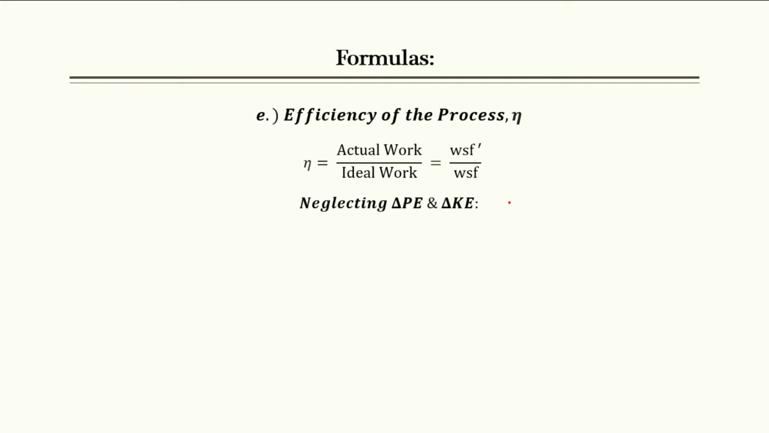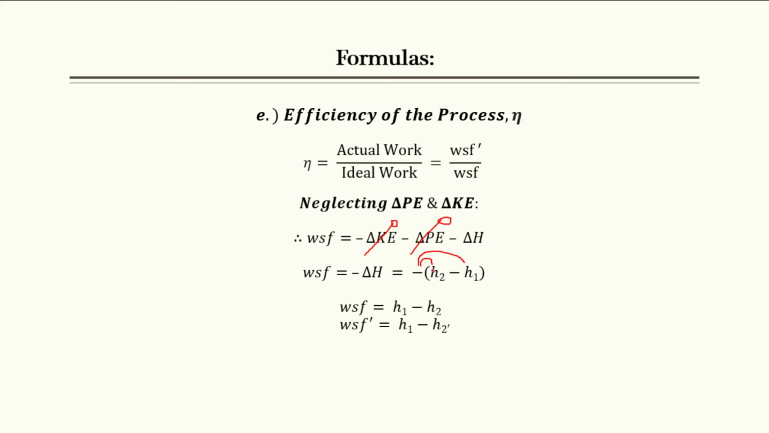So, in-neglect natin yung delta PE and delta KE. So, ito yung formula ng work steady flow natin. So, kapag ni-neglect natin yan, ang matitira na lang ay negative delta H. Therefore, work steady flow ideal is equals to negative delta H or negative H2 minus H1. So, i-distribute natin yung negative sign doon sa loob. Okay? So, work steady flow is equals to H1 minus H2. Kapag actual, work steady flow prime is equals to H1 minus H2 prime.